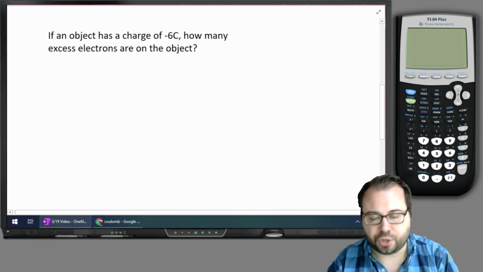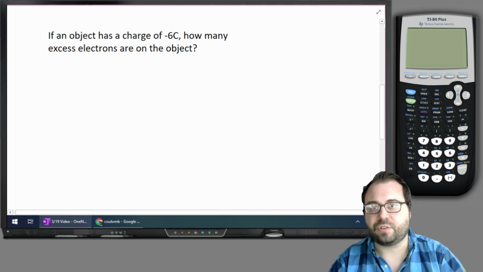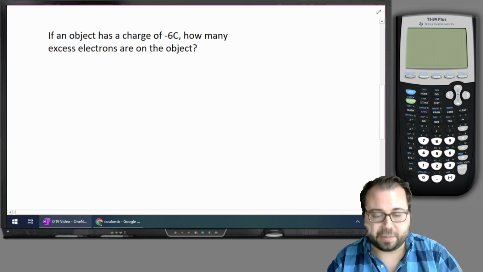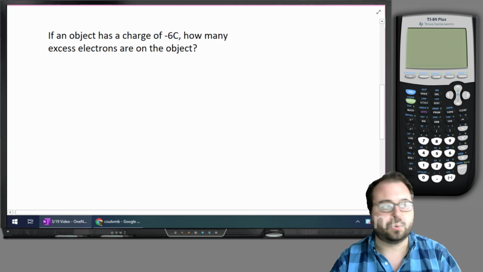An object has a charge of -6 coulombs. How many excess electrons are on the object? So the first thing we need to do is figure out how many elementary charges is equivalent to -6 coulombs.